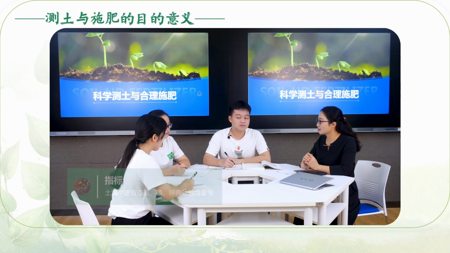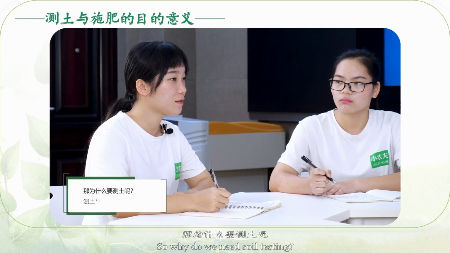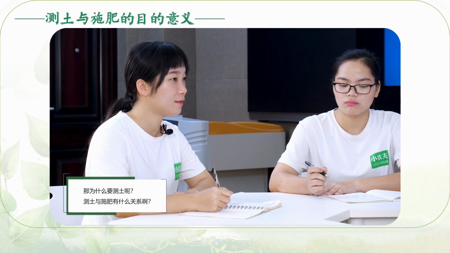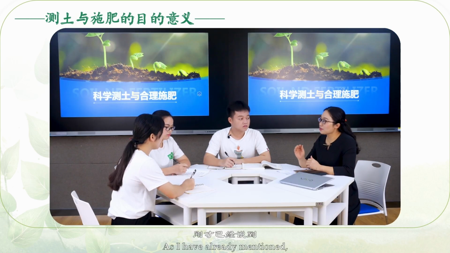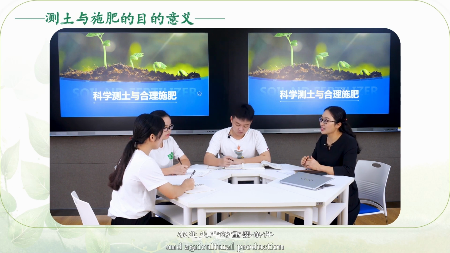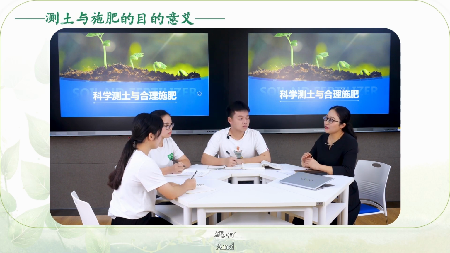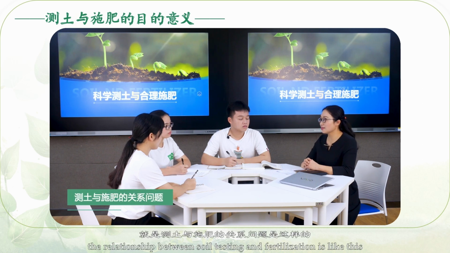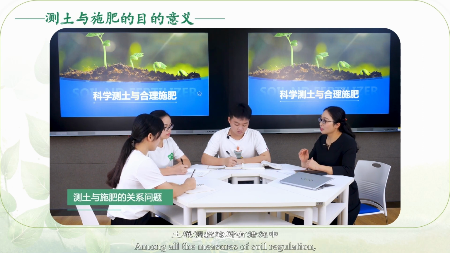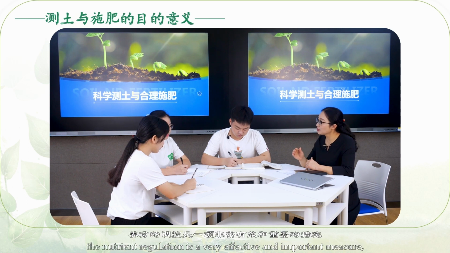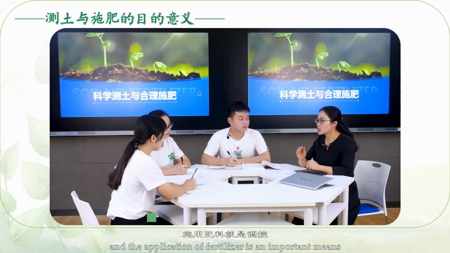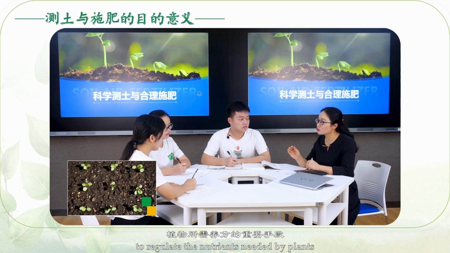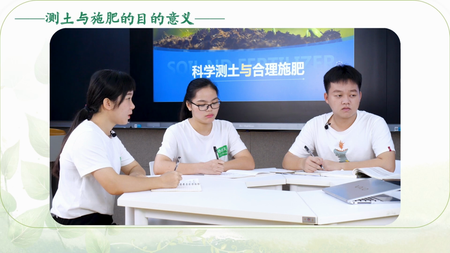Yes, I understand, teacher. So why do we need soil testing? How does soil testing relate to fertilization? Good question. As I have already mentioned, the soil indicators we have determined are the important conditions that directly affect crop growth and agricultural production. And the relationship between soil testing and fertilization is like this. Among all the measures of soil regulation, the nutrient regulation is a very effective and important measure, and the application of fertilizer is an important means to regulate the nutrients needed by plants. Okay, I get it. Thank you, teacher.